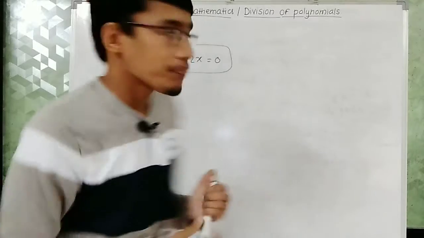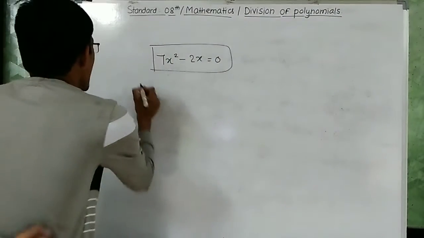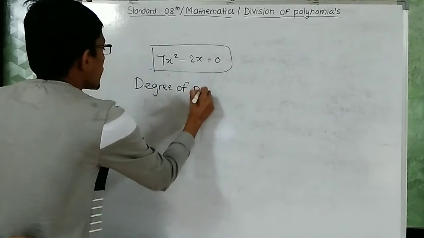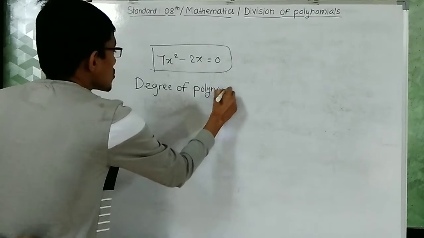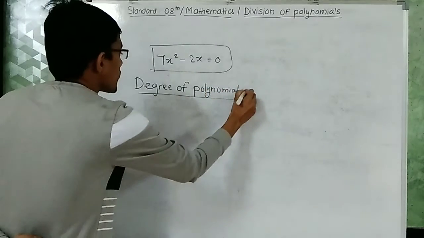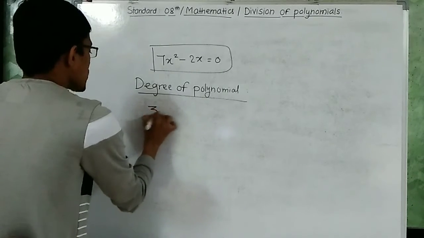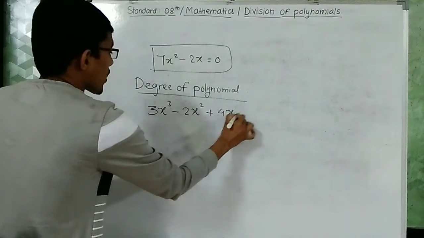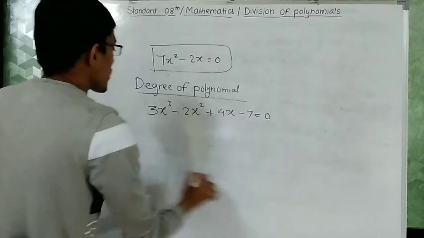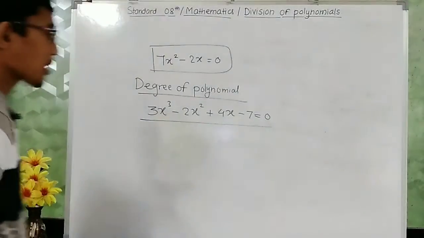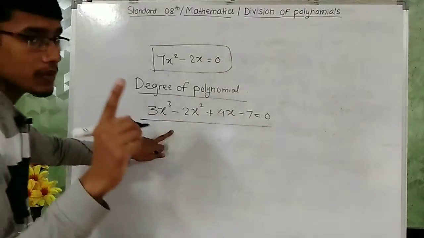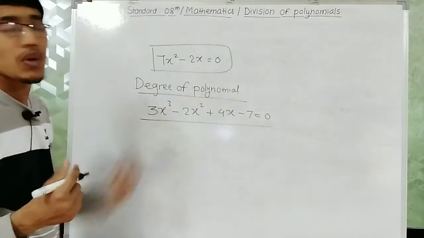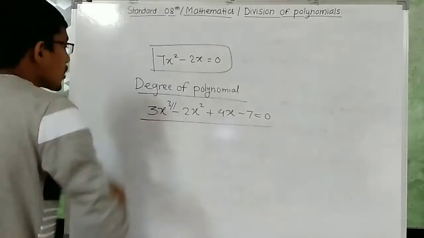Now if we speak about the degree of a polynomial, what is degree? Let me write this equation: 3x cube minus 2x square plus 4x minus 7 equal to 0. This is an algebraic equation, a polynomial where there is variable x and the maximum index or the maximum power of the equation is 3. So what is the degree of the polynomial?